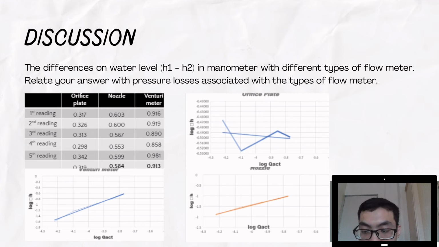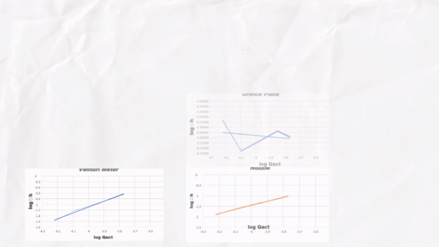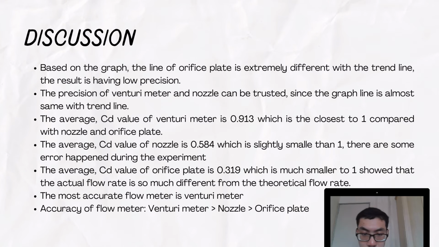Based on the graph, we also found that the graph line of orifice plate has a huge difference from the trend line. So the line of orifice plate is extremely different from the trend line. The result is having low precision. The position of venturimeter and nozzle can be trusted since the graph line is almost the same as the trend line.